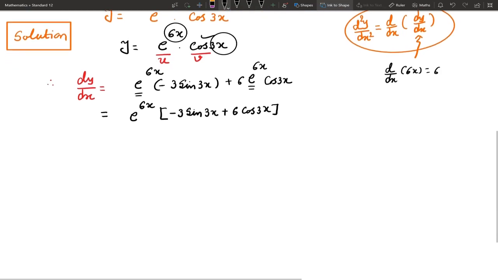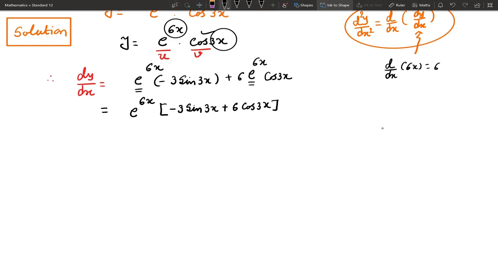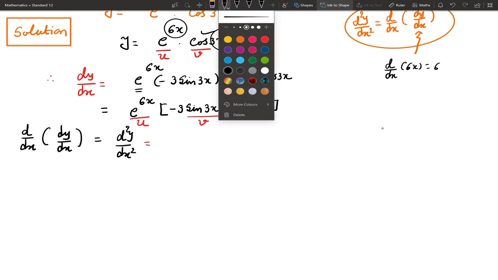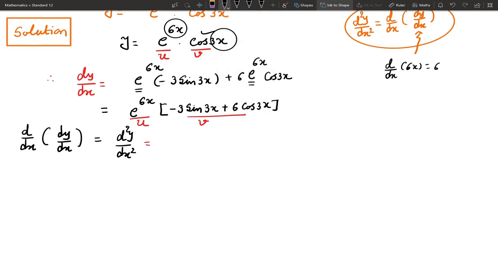So to obtain the second order derivative, this is d by dx of dy by dx, equal to d2y by dx2. Again, on the right hand side use the u into v form, the product rule. This is u, this is v. So u into derivative of v plus v into derivative of u. So e raised to 6x as it is.